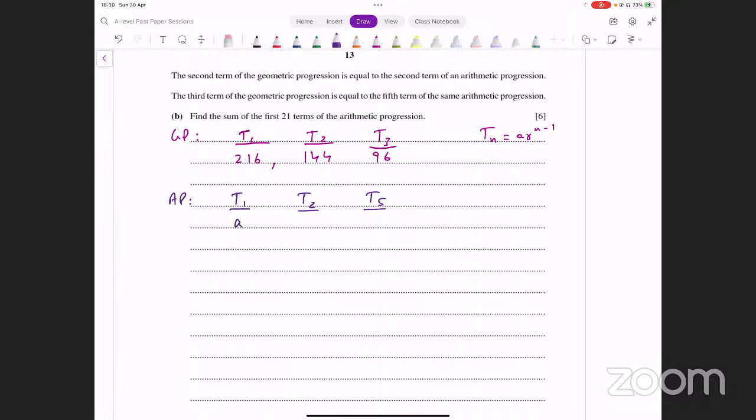सेकंड टर्म आपके पास एपी की क्या होगी हमें नहीं पता। टर्म फॉर्मूला आपके पास क्या है? Let's write that down. Tn equals a plus n minus 1 into d. This is the term formula for an AP. Second term कैसे लिख सकते हैं आप? A plus n minus 1, that means 2 minus 1, that's 1. So it's 1 into d, a plus d. That's the second term. Similarly, you can write the fifth term. Fifth term is going to be a plus 4 times d.